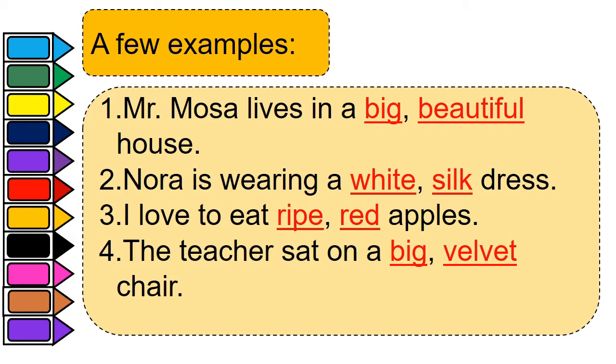Now let's look into a few examples. Number 1. Mr. Musa lives in a big, beautiful house. Number 2. Noora is wearing a white silk dress. Number 3. I love to eat ripe, red apples. Number 4. The teacher sat on a big velvet chair. Now please note that the red words are the adjectives.